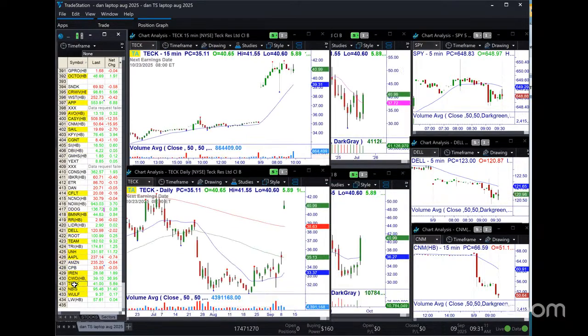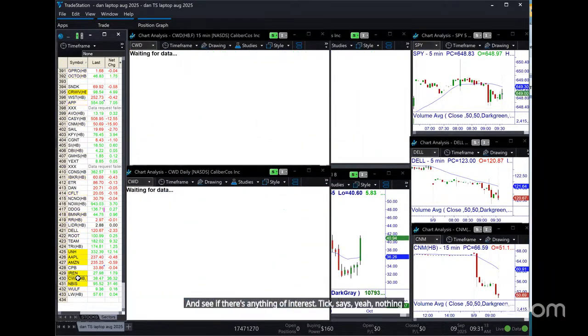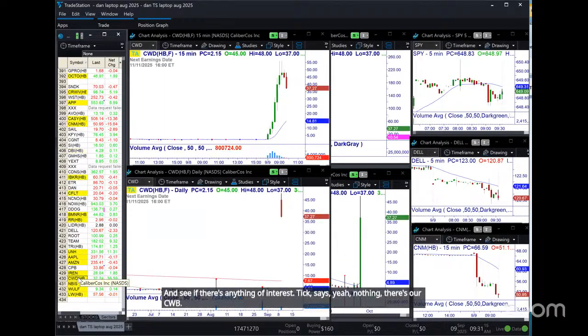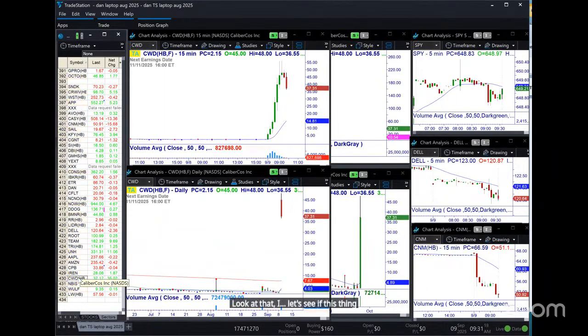No, tech, excessive gap, nothing. There's our CWD. Look at that. All right, let me see if this thing is optionable.